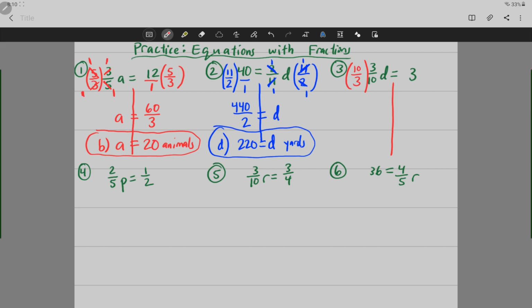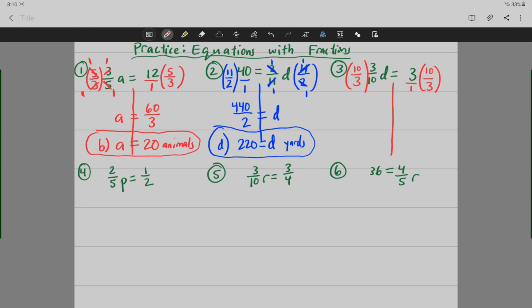Okay? Whatever we do on the left, we balance it by also doing the same exact thing to the right side. So we also multiply that by 10 over 3 as well. The positive 3, we see it's a whole number. Let's also make that a fraction, so put it over 1. Now our problem is set up, and we're ready to solve.